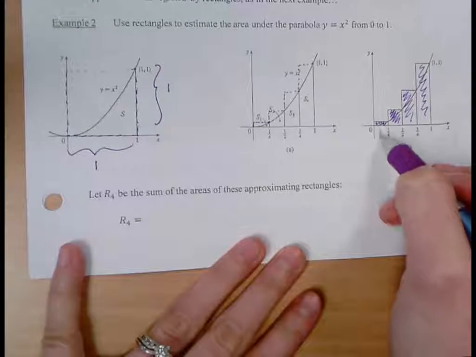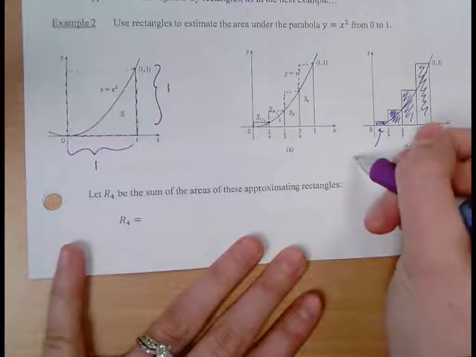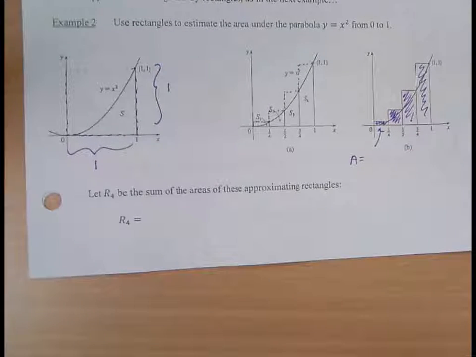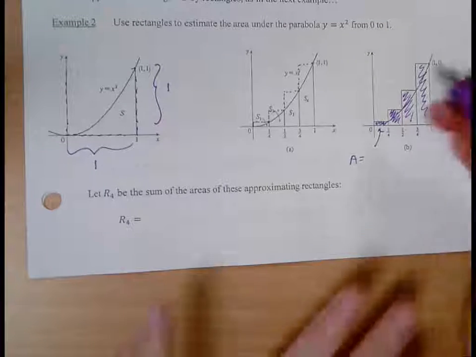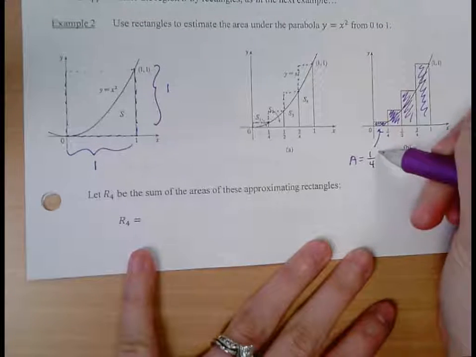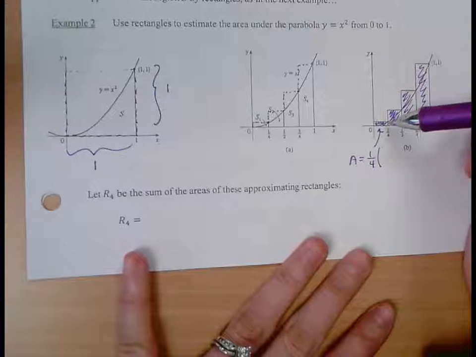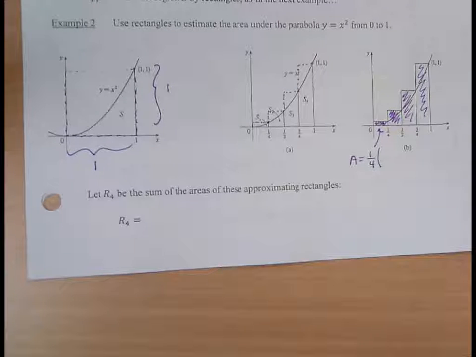Let's just pick this first rectangle. I know that the area is length times width. I know the width of all of these rectangles is the same. It's 1/4 since I divided 0 to 1 into fourths. So I know the width is 1/4. What is the height, or how would I find the height of that rectangle, and then of each rectangle?